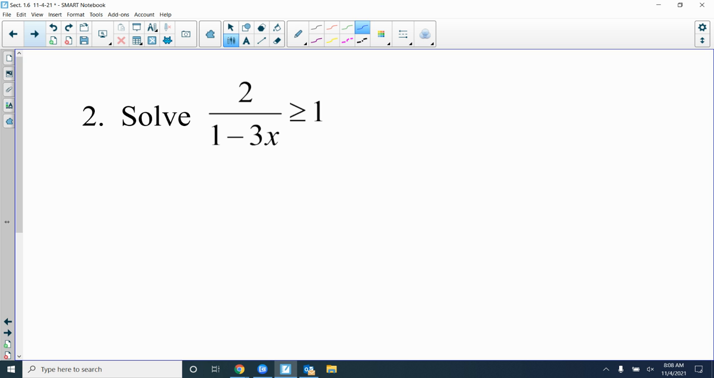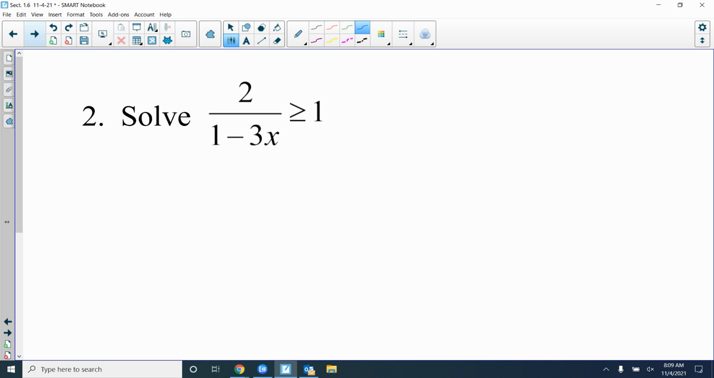Okay, let's take a look at one more here. This is greater than or equal to. We've got equal to and greater. 2 over 1 minus 3x greater than or equal to 1. Your first instinct is you're going to want to multiply both sides by 1 minus 3x. That won't work. You've got to forget that.